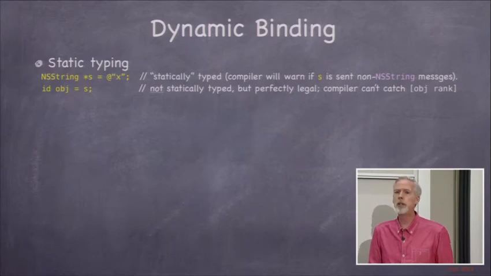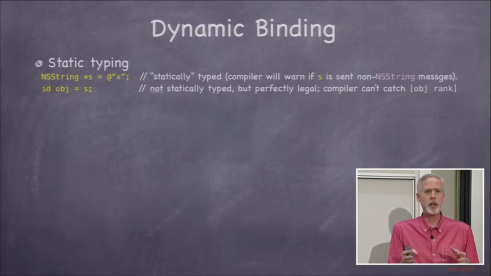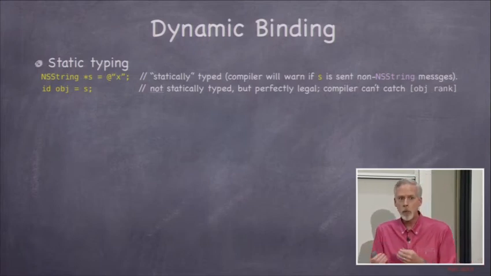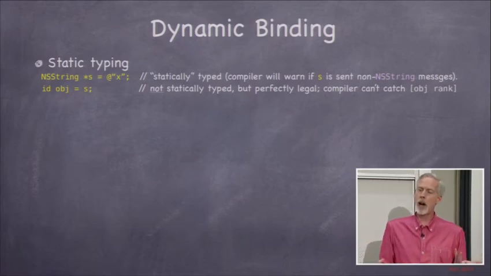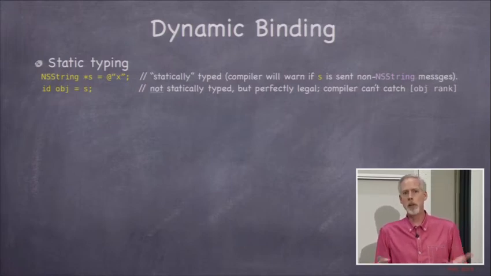This is a little bit of a dangerous line of code, right? Because you just went from having s, this nice variable that's typed and the compiler can warn you if you do the wrong thing, to having obj, which is this untyped pointer where you can send any message you want and the compiler's not going to warn you.